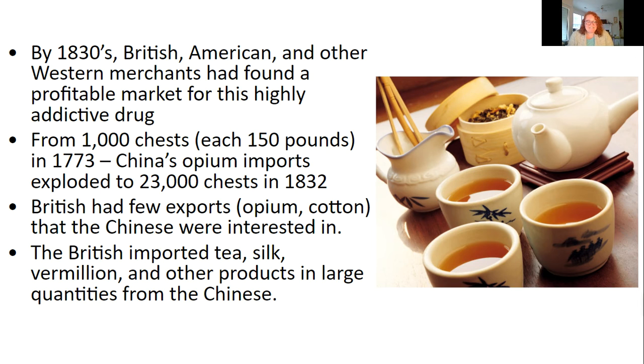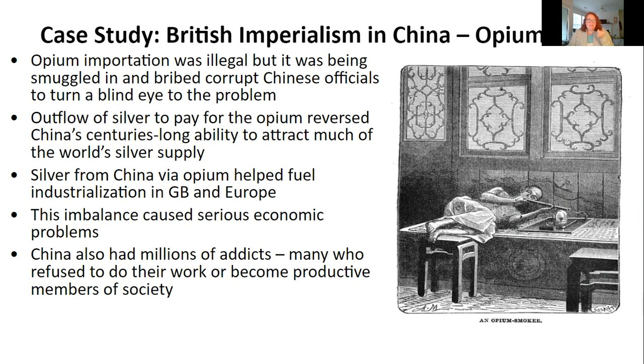The British had very few exports the Chinese were interested in. They were only interested in the opium and the cotton. And the British imported tea and silk and vermilion and other products in large quantities from China. China didn't need anything. China didn't want anything. The British were the ones that needed it. So they needed to find a way to tip the scale. Opium importation was illegal, but it was being smuggled in, and they bribed corrupt Chinese officials to turn a blind eye to the problem.